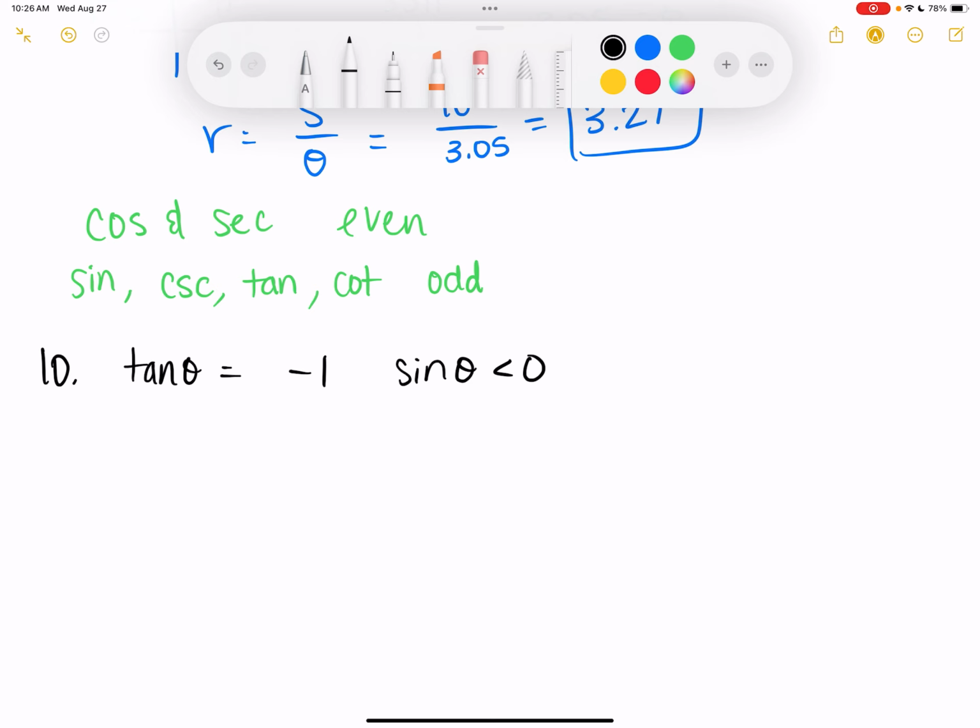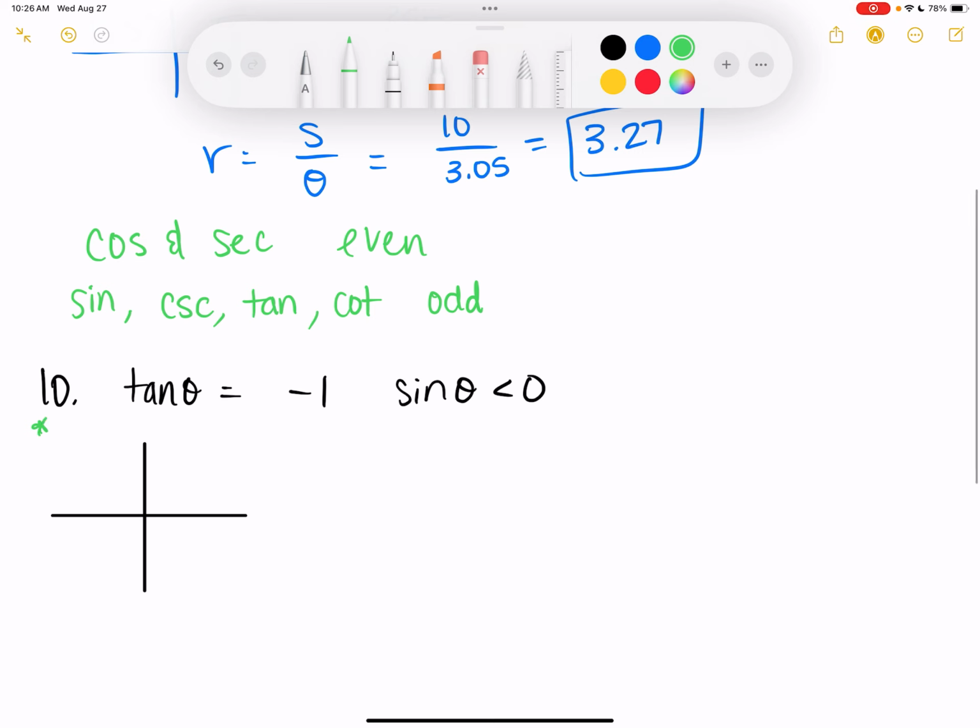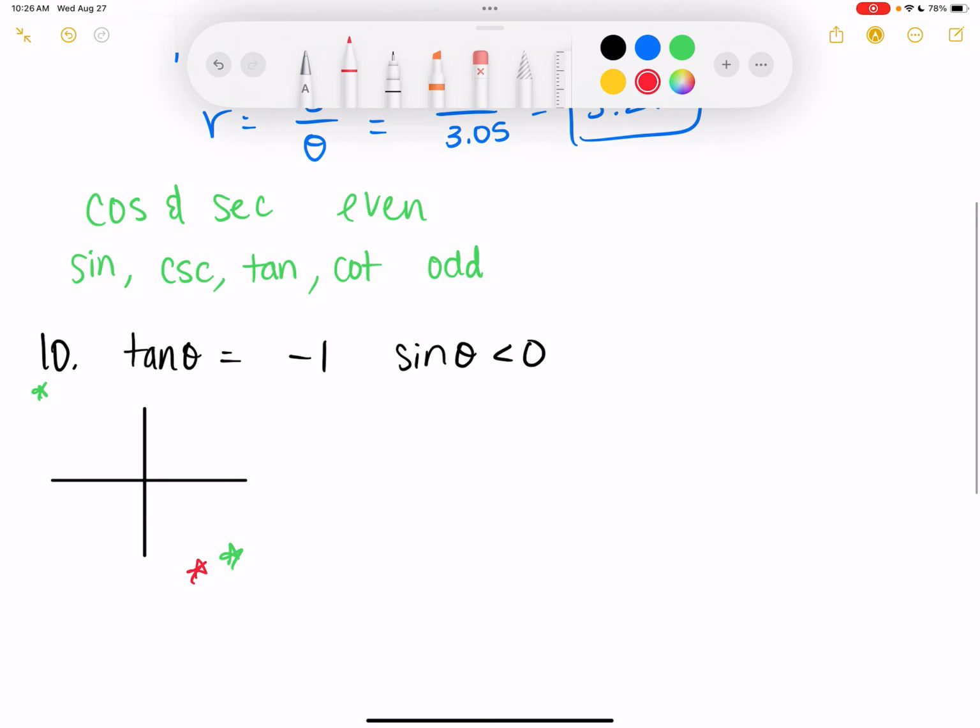In which quadrant? 2 and 4. Yep, 2 and 4. So basically, I know that tangent either has to be here or here. And I know, though, that this is less than 0. So that means I have to be down here in quadrant 4 for this one, because sine is negative.